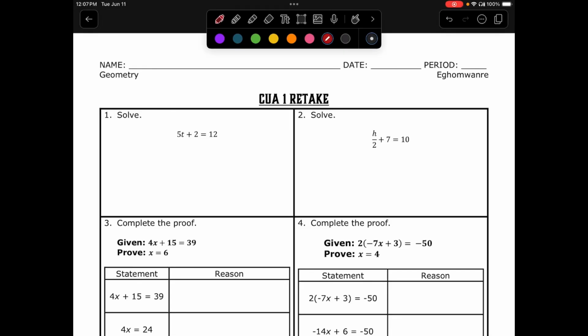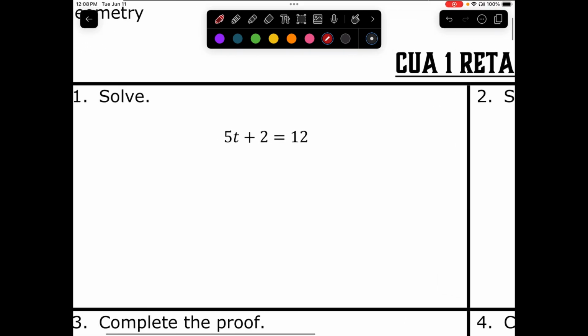All right, CUA1 retake. I will do the odds, you will do the evens. Number one, we're going to solve this equation. So we're going to start by taking away the 2 from both sides. That's going to get 5t by itself, and we're just going to bring down everything else.